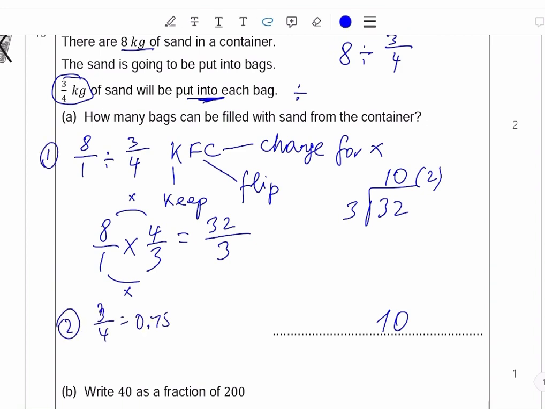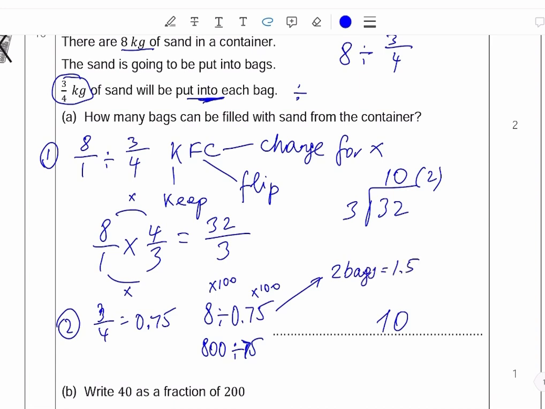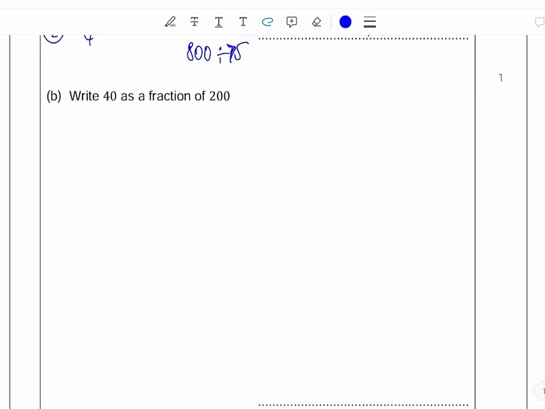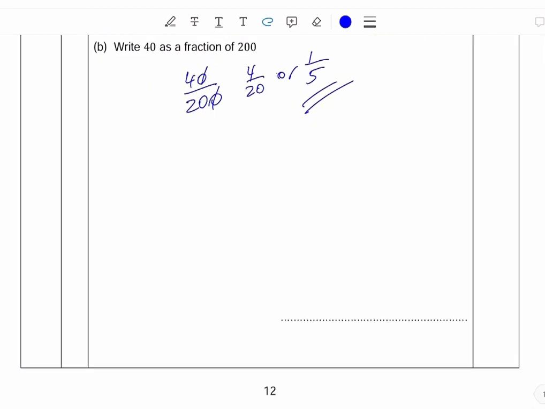And the last question, 40 as a fraction of 200. You can use the second method. We can show 3/4 as 0.75 and use it like this. So if you use this method, well done, great. But in any case, you can use any method you feel comfortable with. Make sure you get 10 here, 10 bags. This is 40/200. Very simple, the last question. You don't have to simplify your fraction.